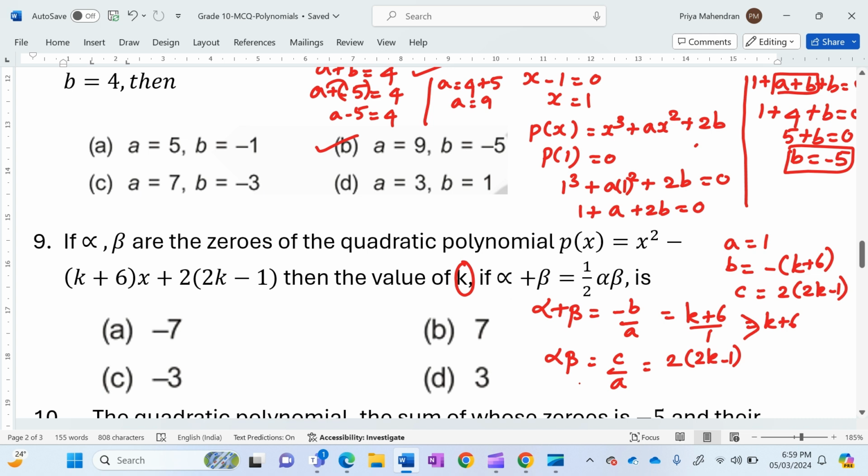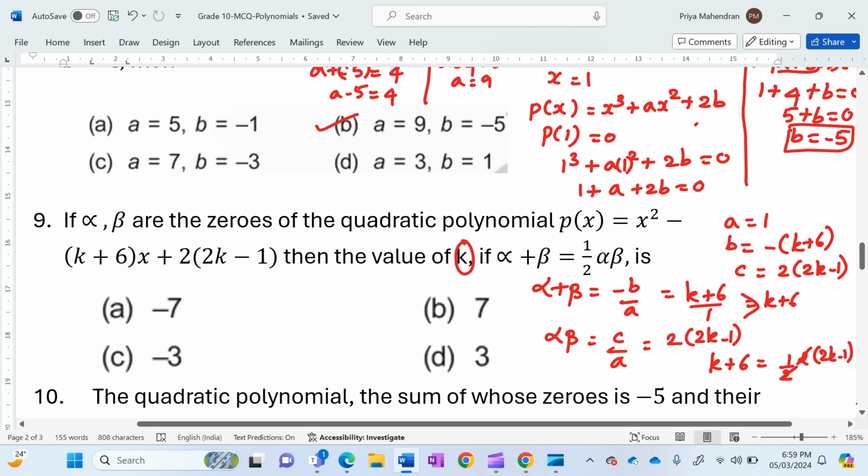Now represent using the relation alpha plus beta, that is k plus 6 is equal to half of alpha beta. So half times alpha beta is 2 times of 2k minus 1. So I am just cancelling 2 and 2. So it will be k plus 6 is equal to 2k minus 1. Transpose. So you will get k is equal to, so 6 minus 1 transposed this side will become plus 1, so it is 7. So 2k minus k is k. So k is equal to 7, which is option B.